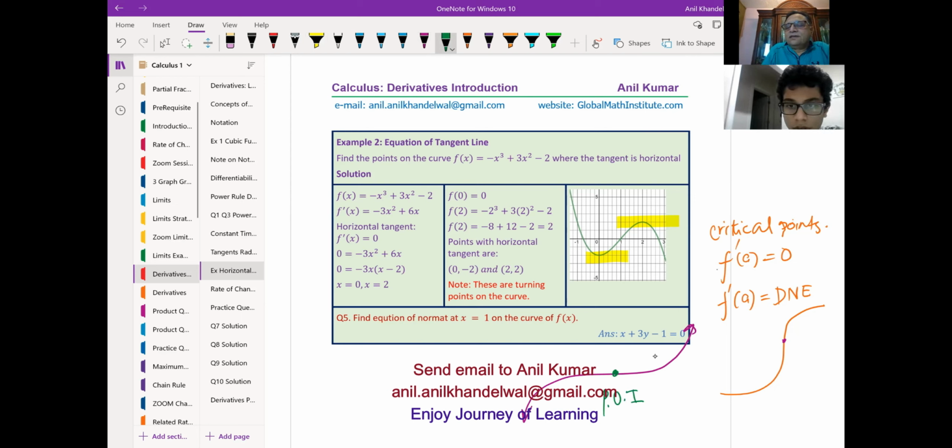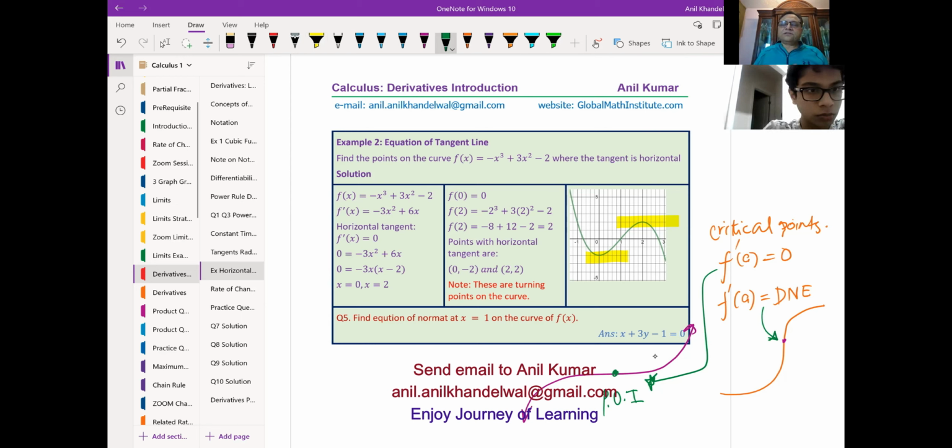So here the derivative is 0, correct? But here the derivative does not exist, since the tangent is vertical. You get the idea. So both are very critical points. The critical point is the one where the derivative is either 0 or it does not exist.